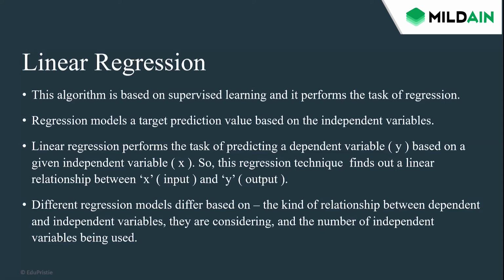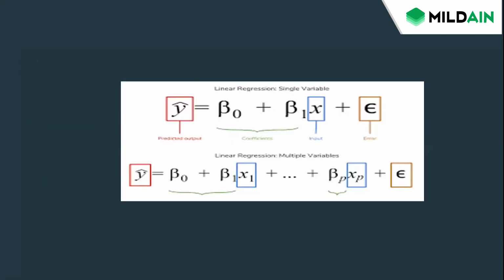Different regression models differ based on the kind of relationship between the dependent and independent variables they are considering, and the number of independent variables. As I told you, if your dependent variable is 0 or 1, yes or no, true or false, then we'll go with logistic regression, right?